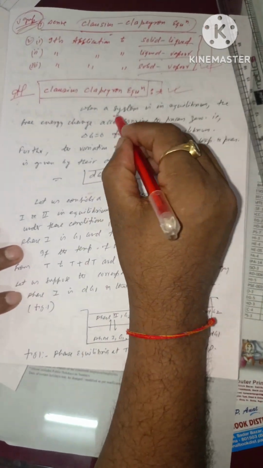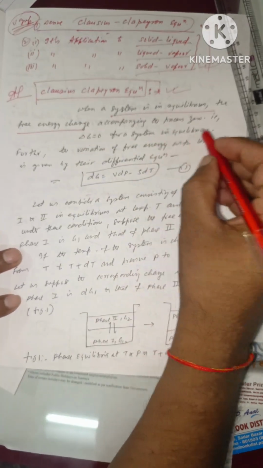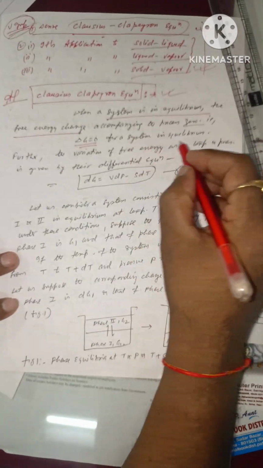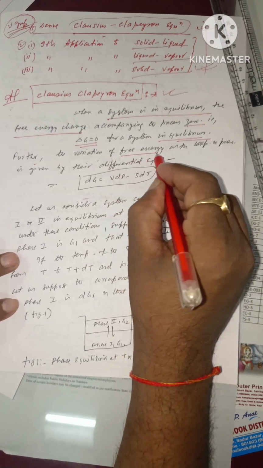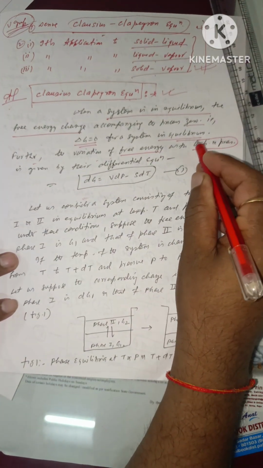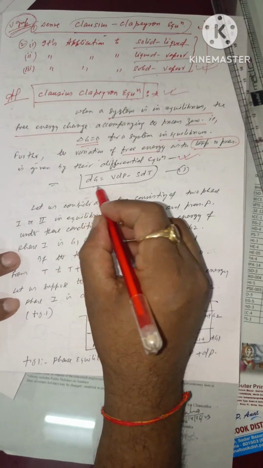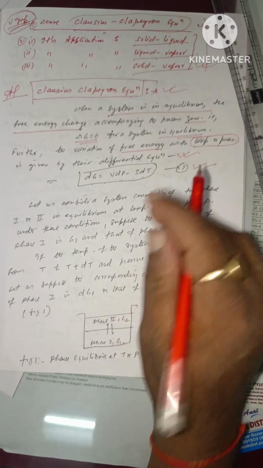When a system is in equilibrium, the free energy change accompanying the process is 0, that is, delta G is equal to 0 for a system in equilibrium. Further, the variation of free energy with temperature and pressure is given by the differential equation dG equals VdP minus SdT. Say it equation number 1.